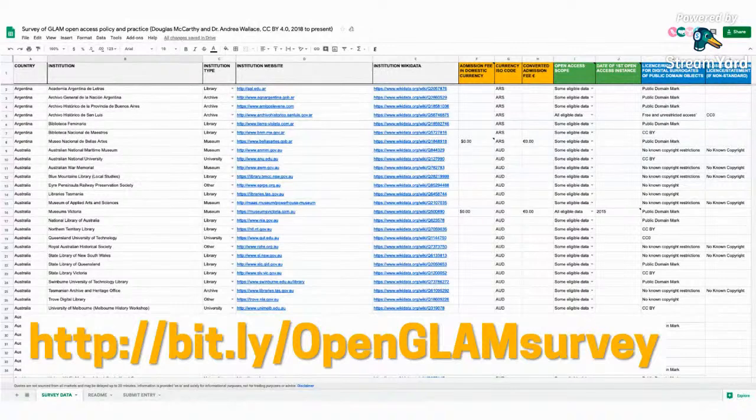And an increasing number of institutions are actually opting for this latter approach. So they're releasing materials for public reuse, and in fact, almost 750 have released either some or all of their eligible data for public reuse, according to this list that Douglas McCarthy at Europeana and I managed to track instances of open access.